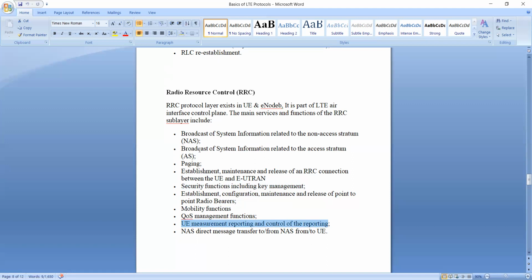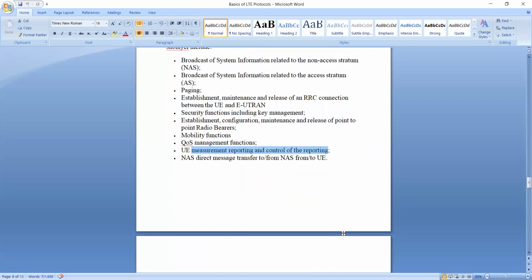The RRC layer is responsible for broadcast of system information related to access stratum, establishment, maintenance and release of RRC connection, security functions, and mobility functions: UE measurement reporting and control of reporting. That's fine. So next comes the NAS layer, non-access stratum.